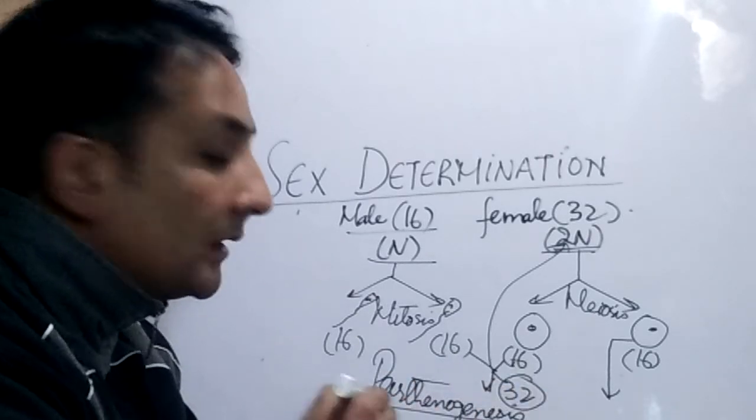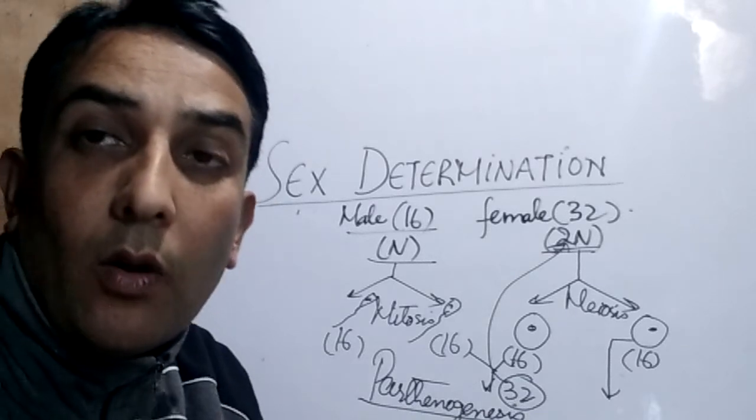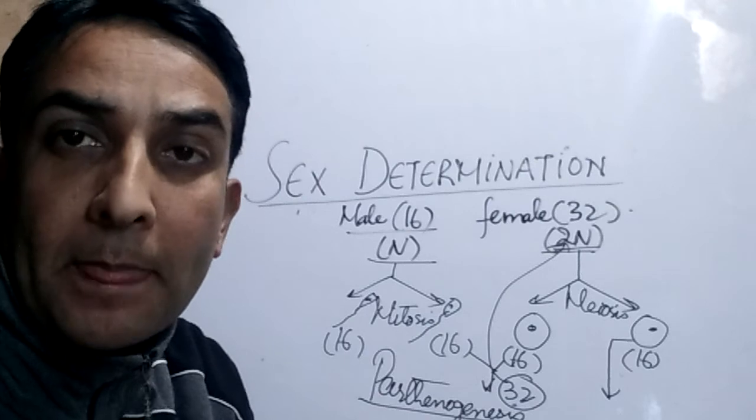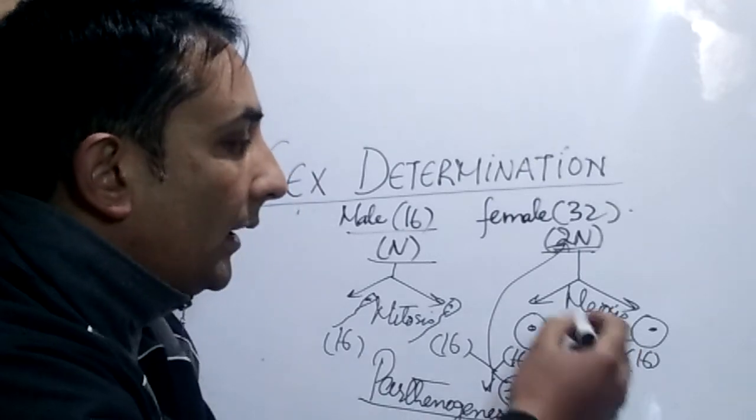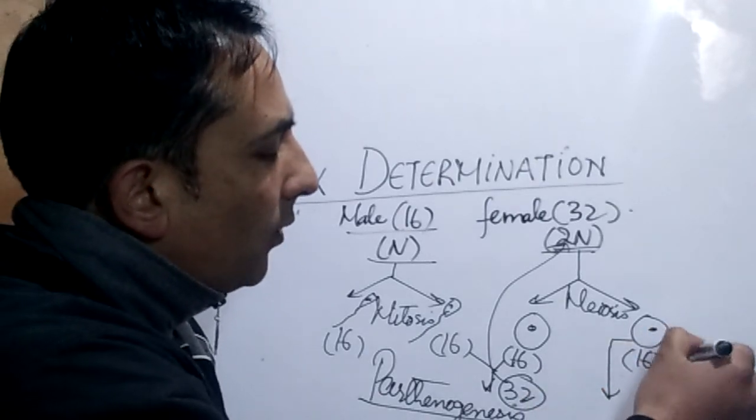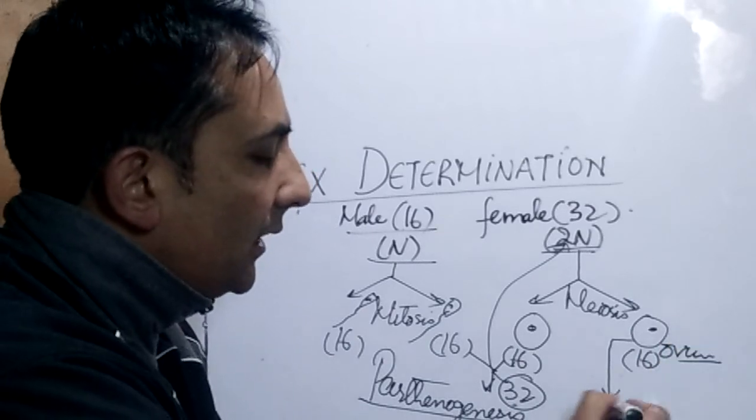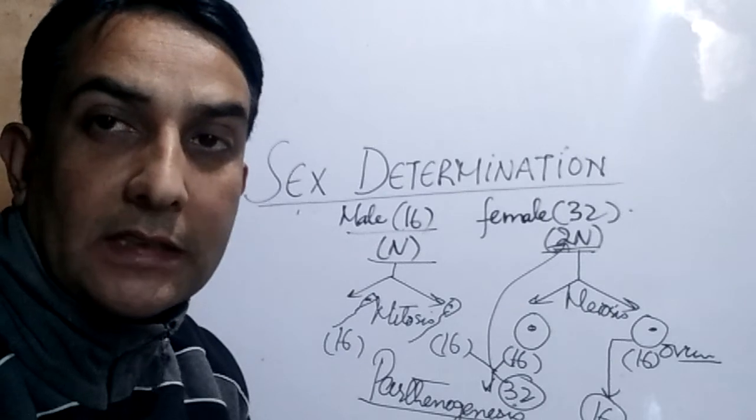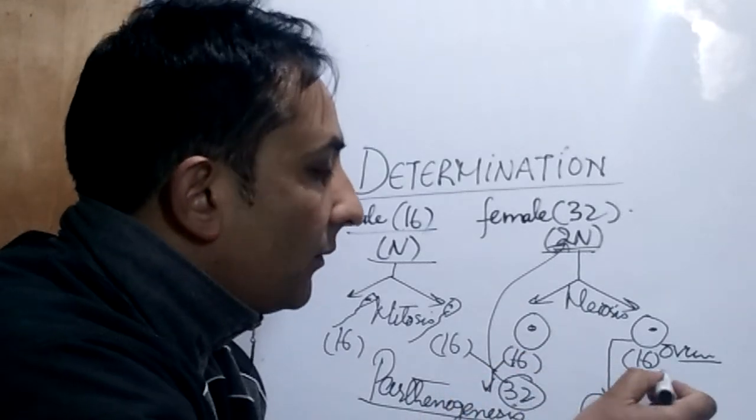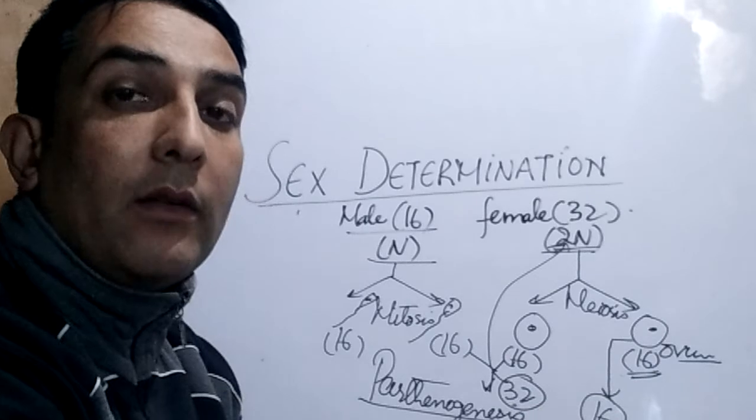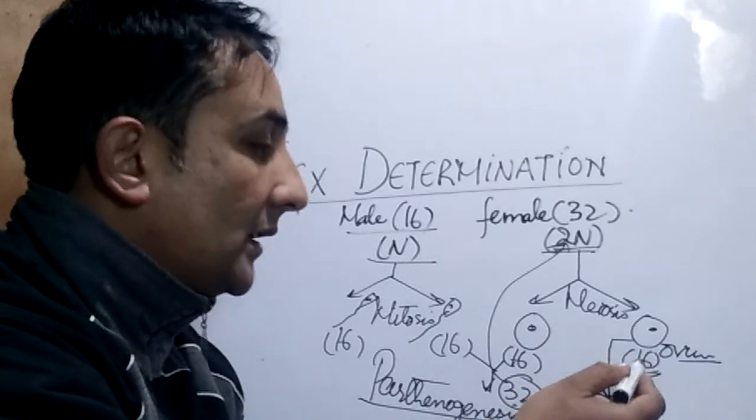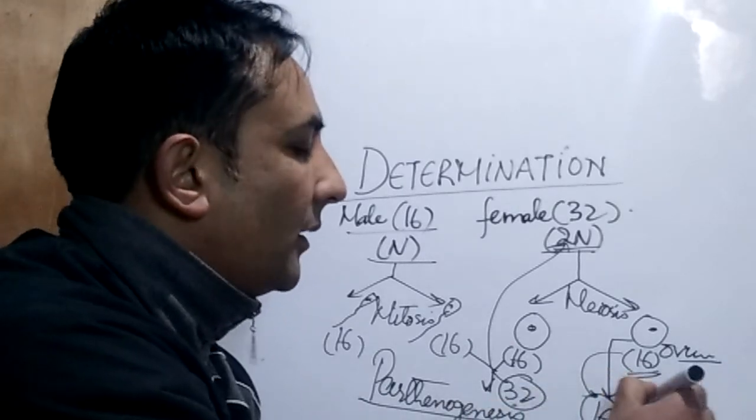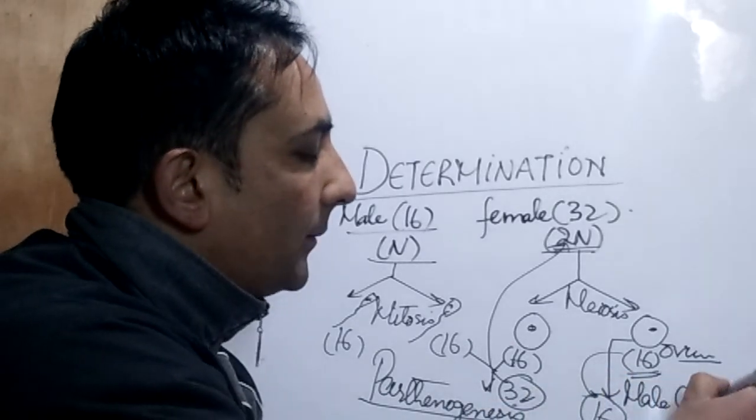So parthenogenesis is the development of an ovum into the embryo or into the offspring without being fertilized. The same case occurs over here. This ovum will develop into the offspring without being fertilized, and this is the case of parthenogenesis. And once it develops without fertilization into the embryo, it will have the same number of chromosomes which is present in the ovum, that is 16. So it will develop into the male, which is drawn over here.